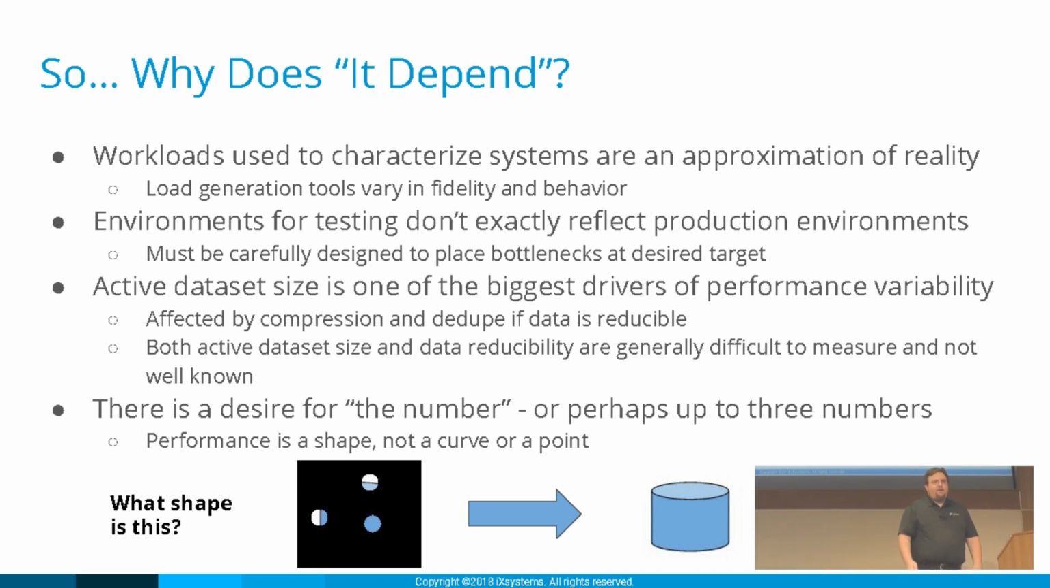And of course we have the desire for the number. We all want the number. Does the number beat our expectations or meet our expectations? If we're lucky, we get 3 numbers. But as I'll show you in a minute, performance is a shape. It's not a curve or a point. So if I show you this, what shape is this? Could anyone identify it?